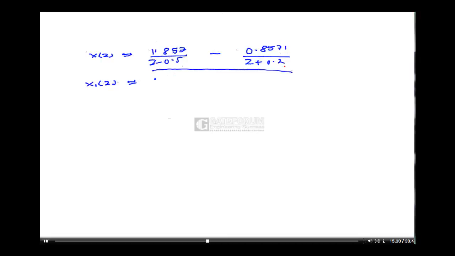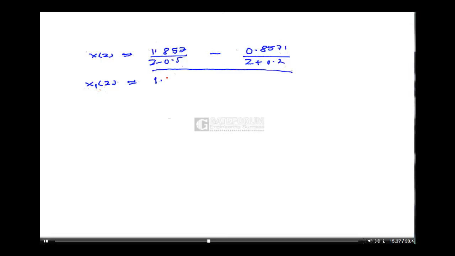Now if I write my X(z), I can write it as 1.857 upon z minus 0.5 minus 0.8571 upon z plus 0.2. Okay, after writing this I am writing one more equation which is derived from X(z), and let this be X1(z).